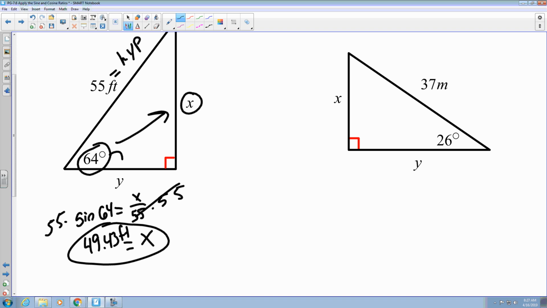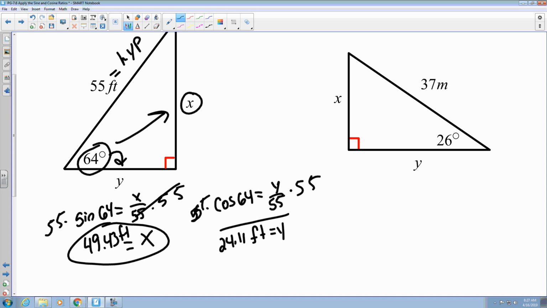Now to find y, with the 64, I'm going to use adjacent over hypotenuse, which is cosine. So the cosine of 64 is going to equal y over 55. Same thing, multiply 55 to both sides. I take the cosine of 64 and multiply that by 55, and it's telling me that 24.11 feet is going to equal y.